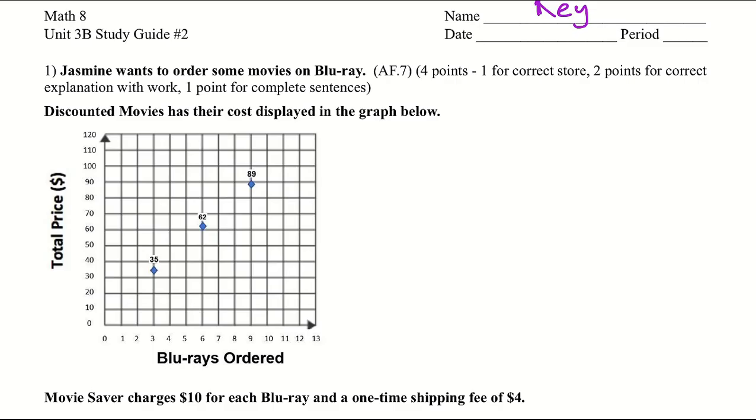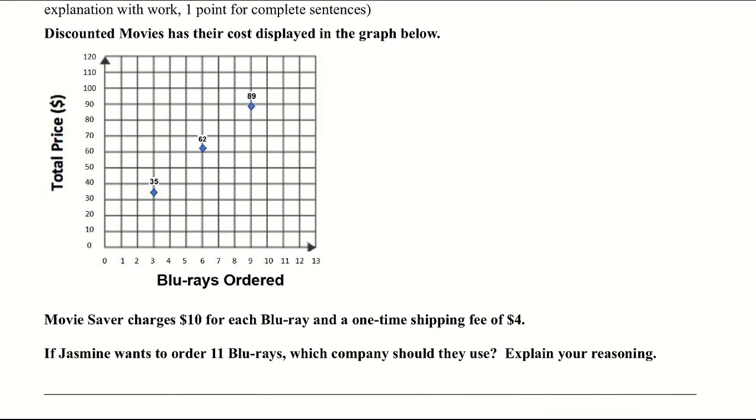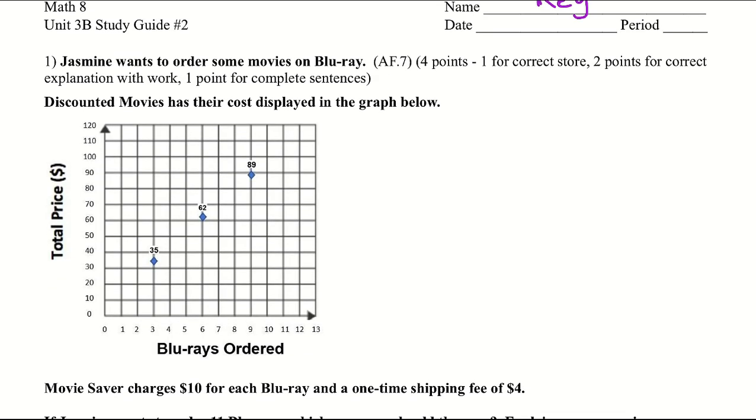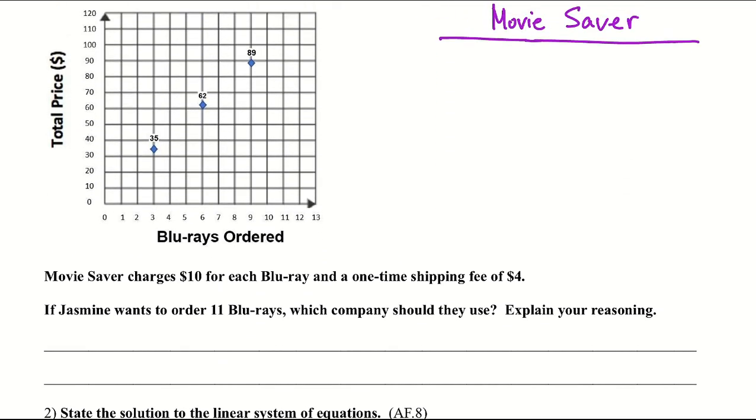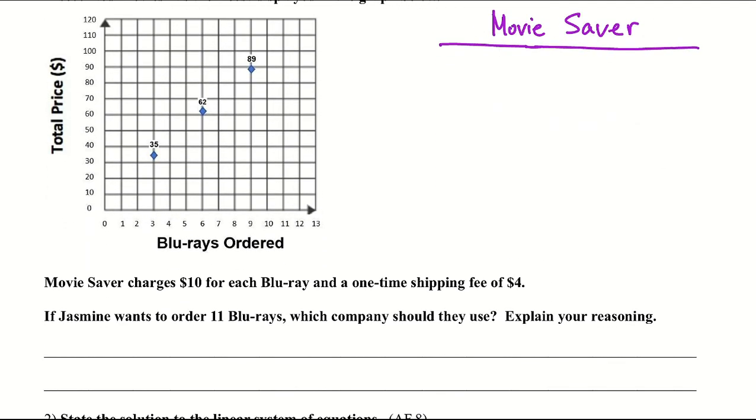Number one says Jasmine wants to order some movies on Blu-ray. Discounted Movies has their costs displayed in the graph below. And then Movie Saver charges $10 for each Blu-ray and a one-time shipping fee of $4. So I'm going to set up Movie Saver over here. Let me deal with that first, and then I'll come back to the discounted movies.